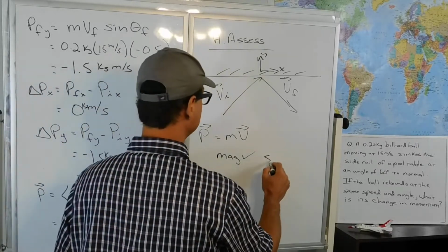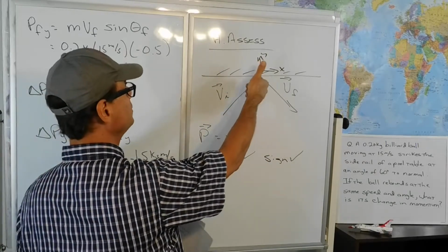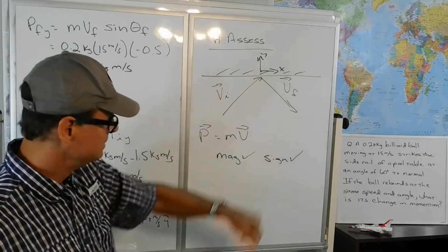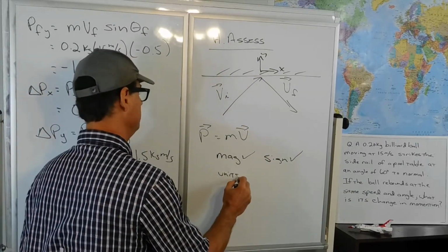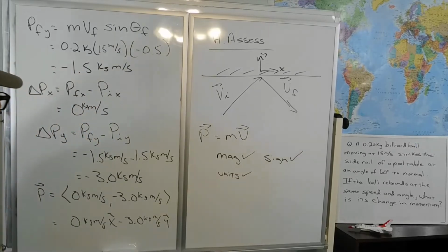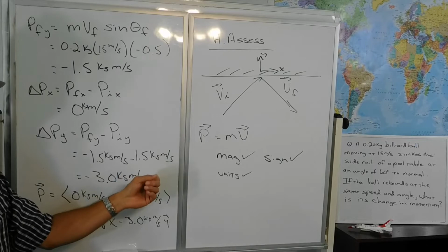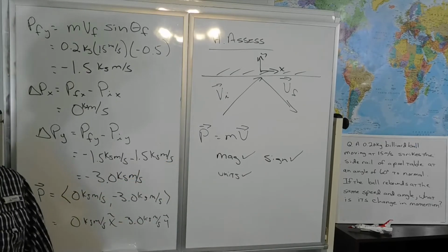Do the signs make sense? Yes, because you're going in this direction, you end up going in that direction. The change is in the negative direction. And what about the units? Yes, we did the math on our units along the way. The units of momentum we're expecting to be units of mass, kilograms, times units of speed or velocity, meters per second.